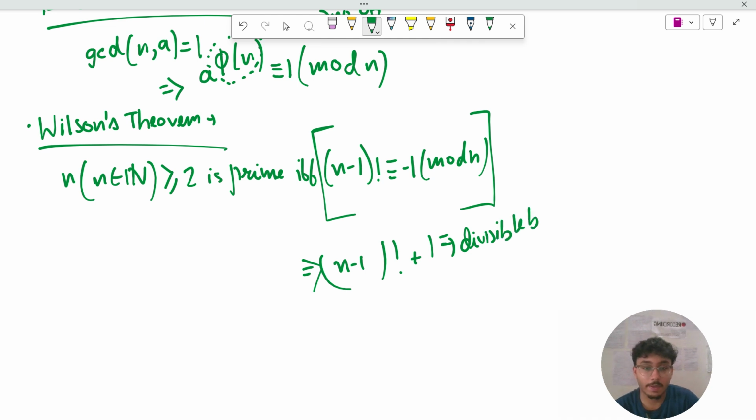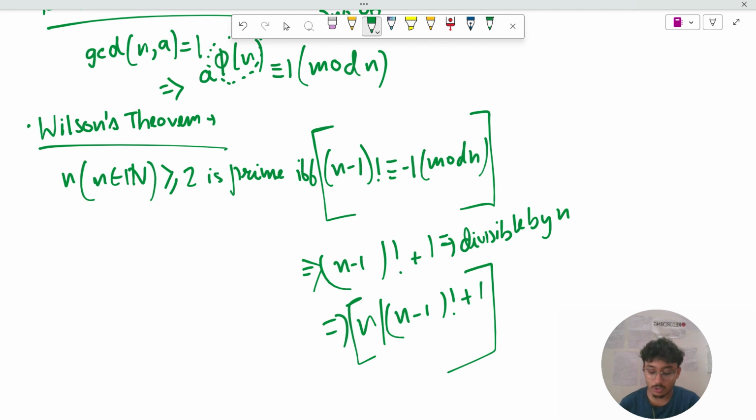Divisible by n. Or if I want to write it in the form of division notation, then (n minus 1) factorial plus 1 is divisible by n. So this is what Wilson's theorem is all about.